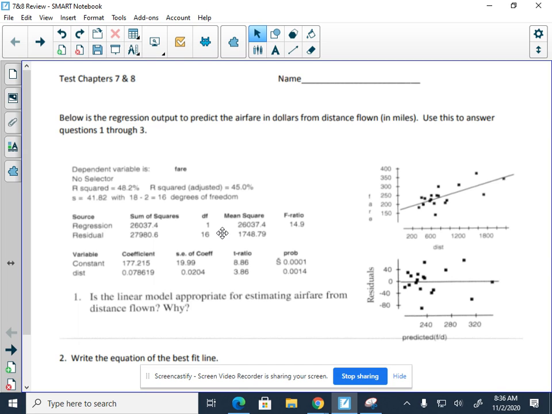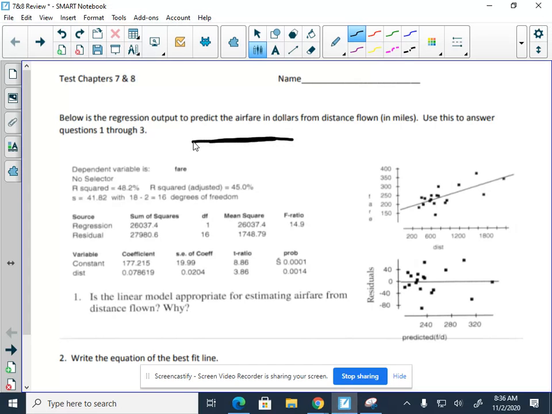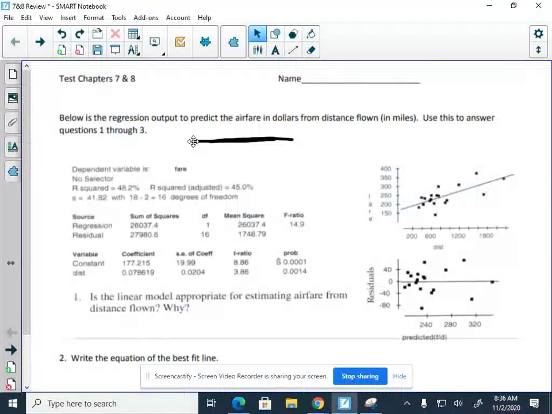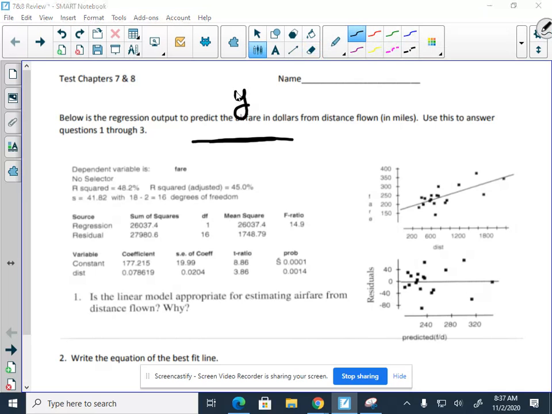Okay, this review says at the top, test over chapter 7 and 8, but it's actually over chapter 6 and 7. So, below is the regression output to predict the airfare in dollars. A lot of times as you read stuff... All right, predict the airfare in dollars. That would mean airfare is Y from the distance flown, distance is X.